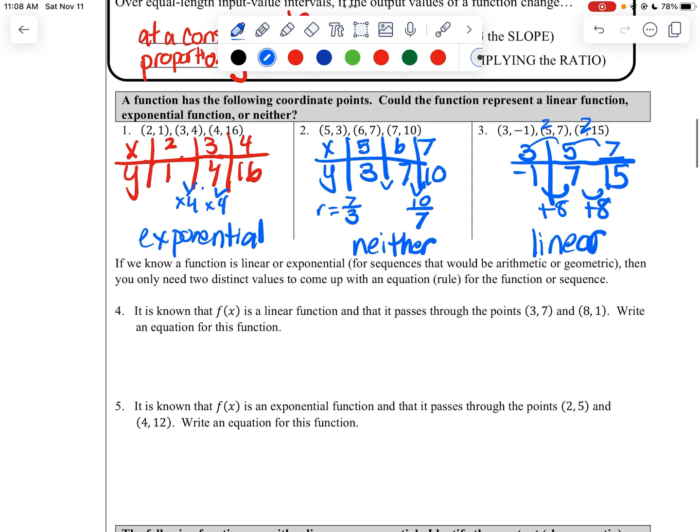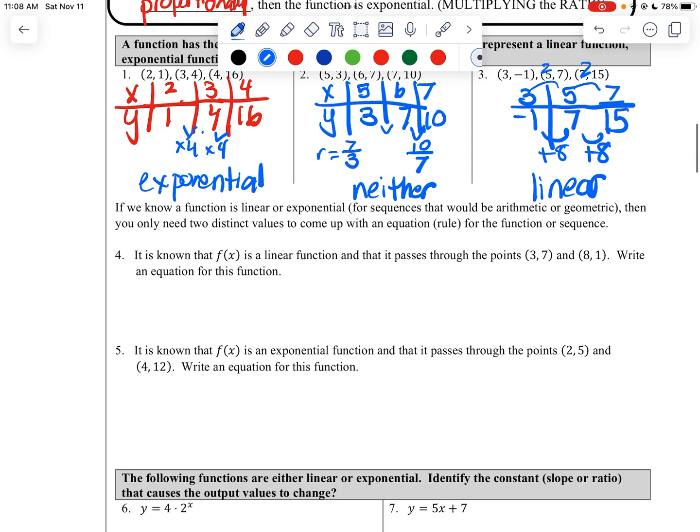All right. If we know a function is either linear or exponential, for sequences that would be arithmetic or geometric, then we only need these 2 points. So if we know f of x is a linear function and it passes through the points (3, 7) and (8, 1).